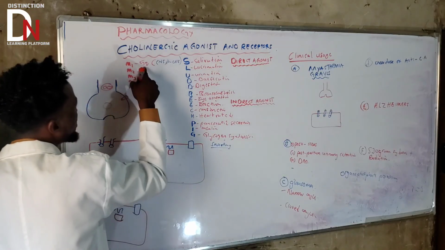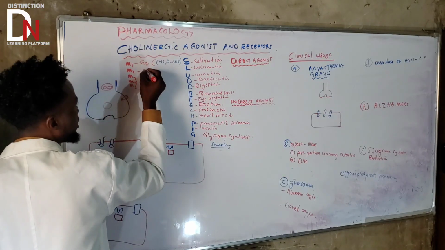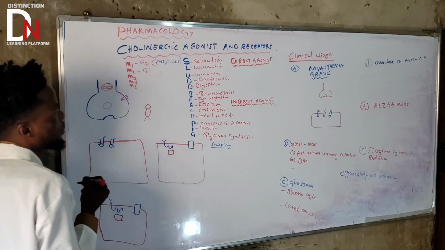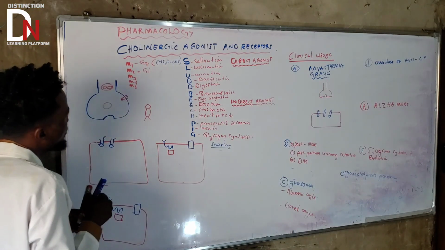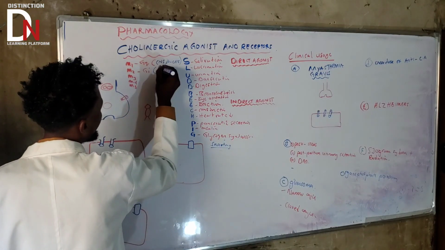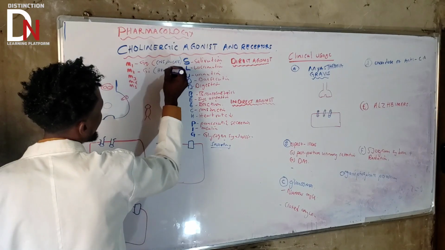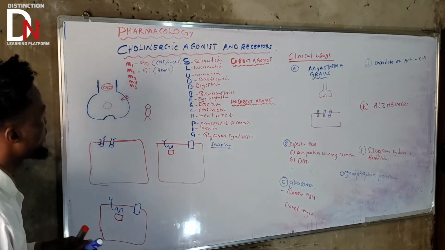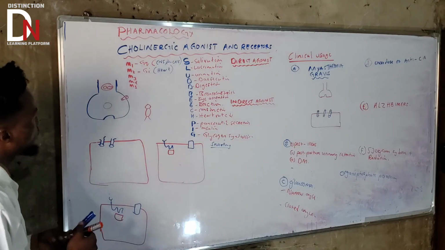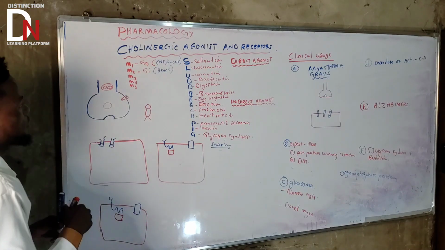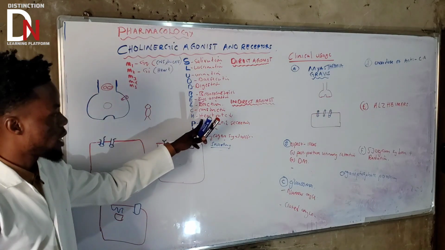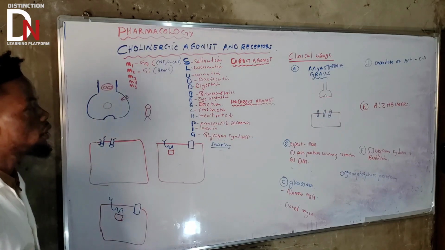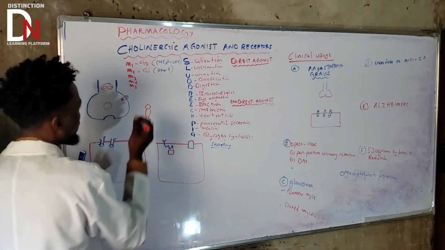What about this one? If this is Gq, then this one will be G inhibitory. Where can you find the G inhibitory? Basically, this one is simple. You can find it on the heart. So that is G inhibitory, and it's the one that's going to decrease heart rate. This is also important.